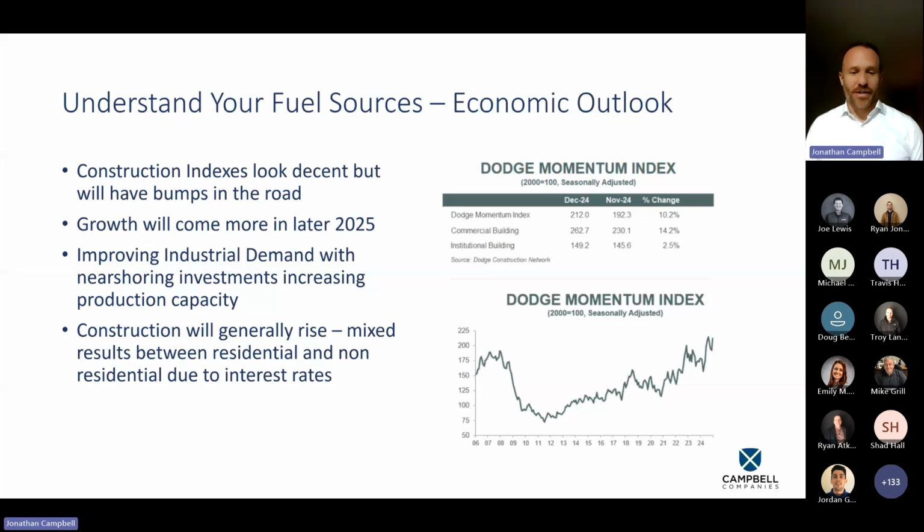There's improving industrial demand with nearshoring investments. So you're going to see growth from those investments, but you're also going to see increased production capacity once those investments come online. So overall, construction will generally rise. We still have a lot of money in the infrastructure bill and some of the legislation that's been passed in the last couple of years. That's still going to go out and be used. Construction is going to have some mixed results between residential and non-residential. A lot of that is tied to interest rates and what those are going to do.